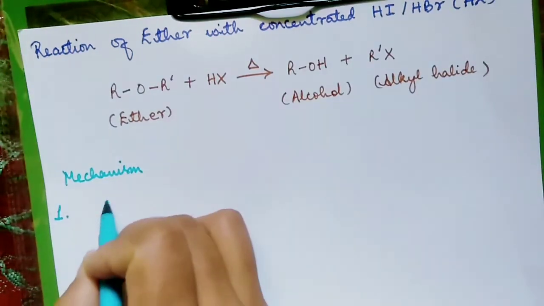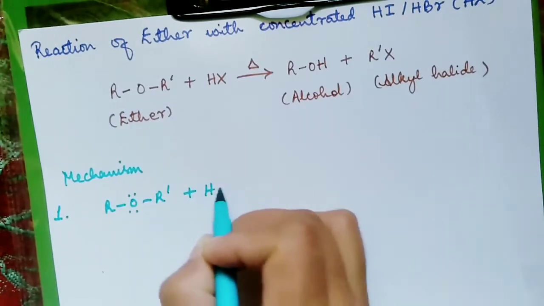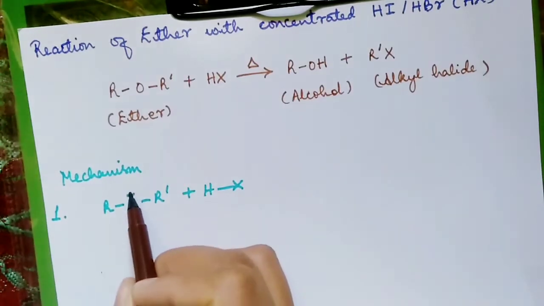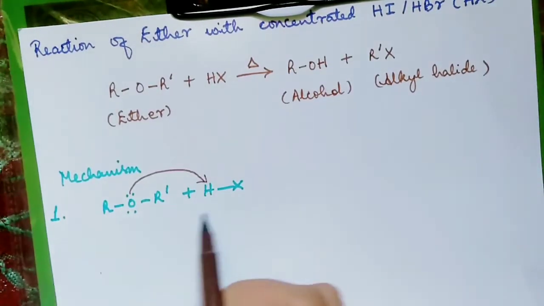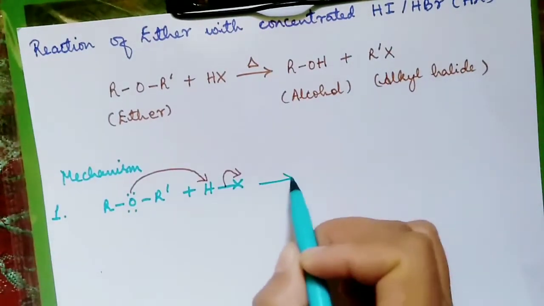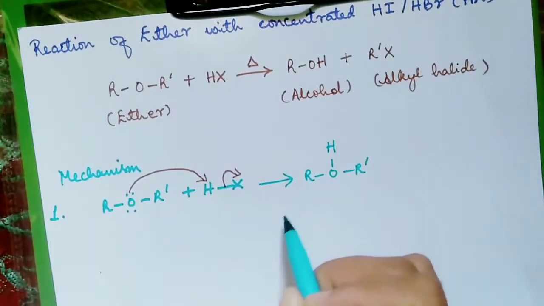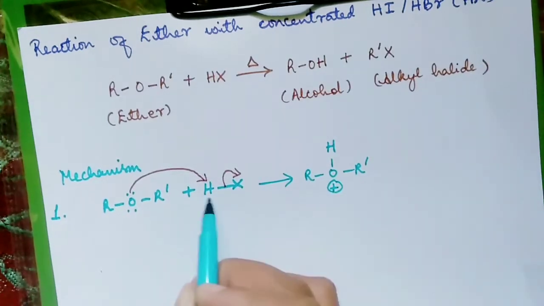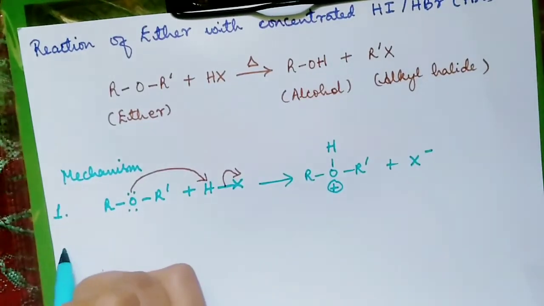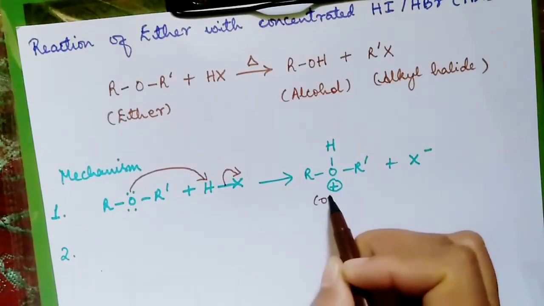Our first step is this. From here, this oxygen atom picks up a proton from HX. Okay, and so we have R, O, R prime, H, and here we have plus, because this one carries a positive charge, with X minus. Now in the next step, this is the oxonium ion.